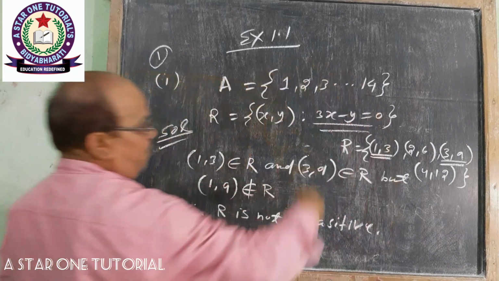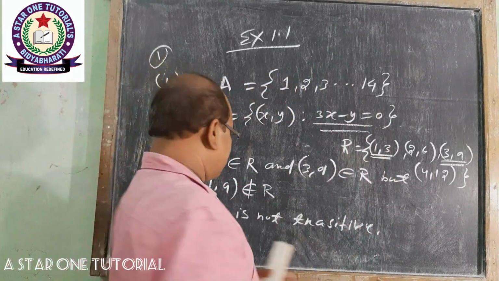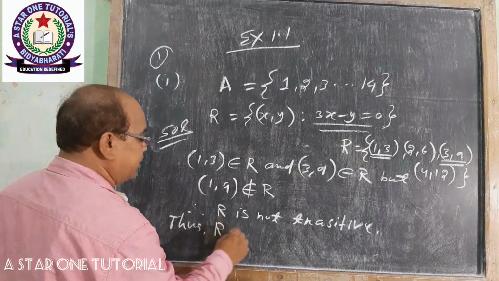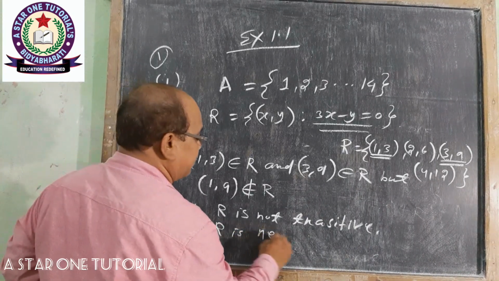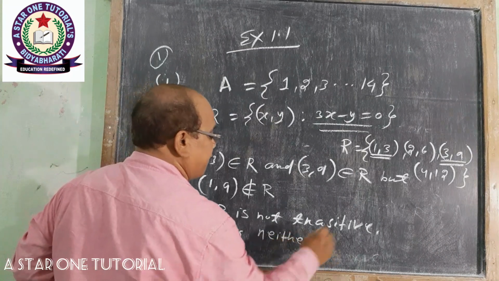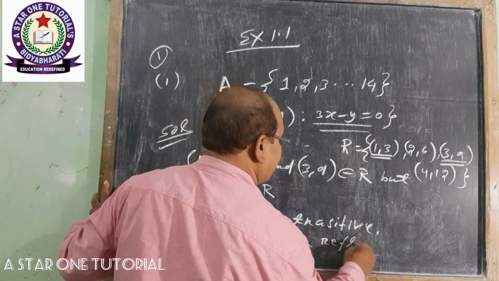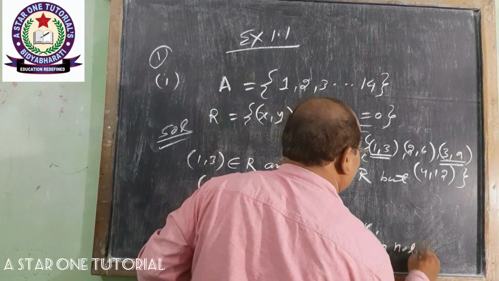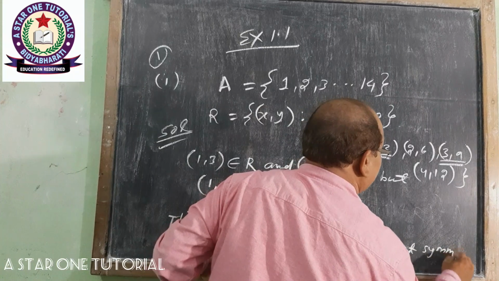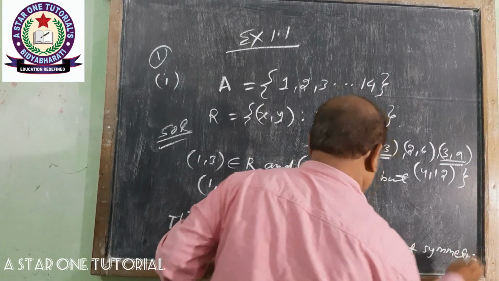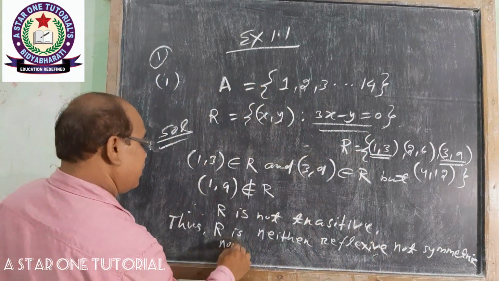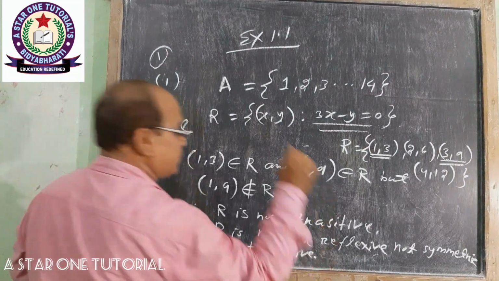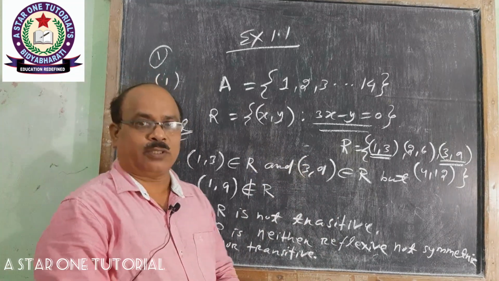Thus we can write R is neither reflexive nor symmetric nor transitive. Okay, then go to the next question.